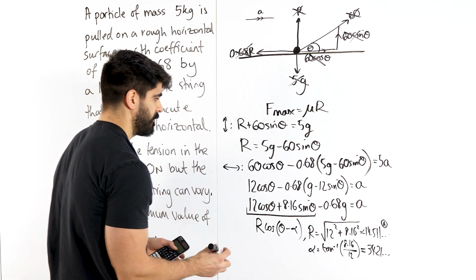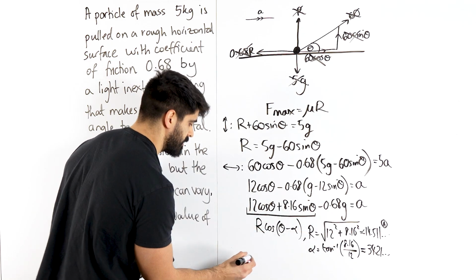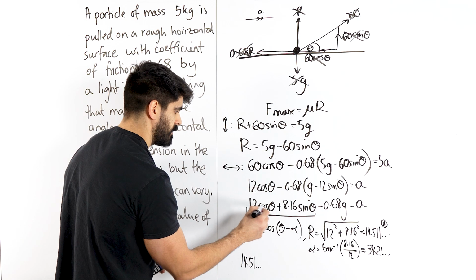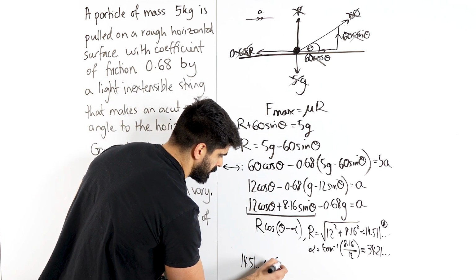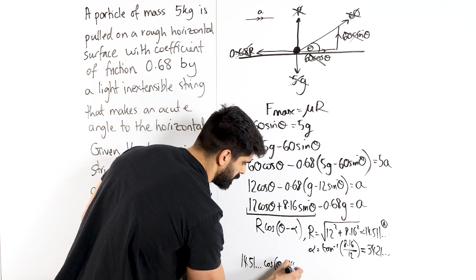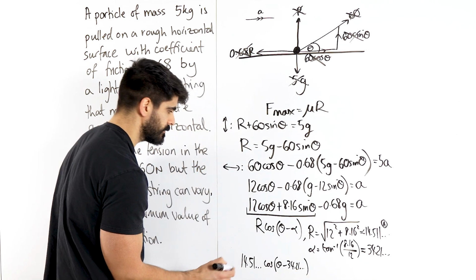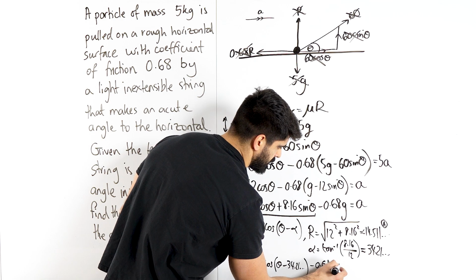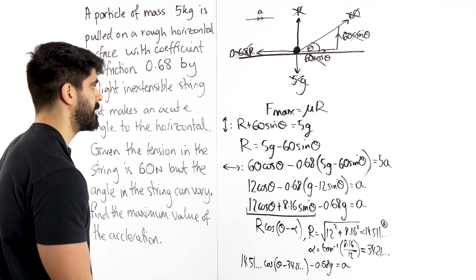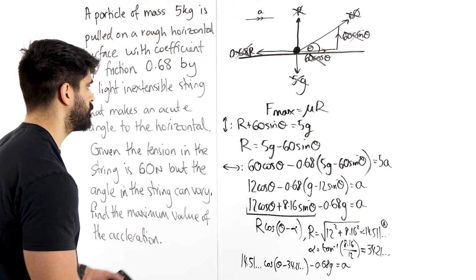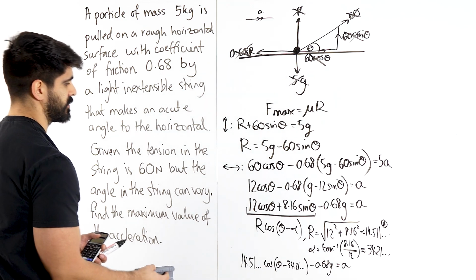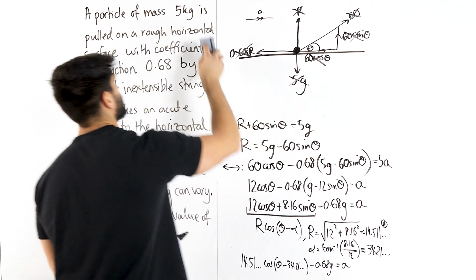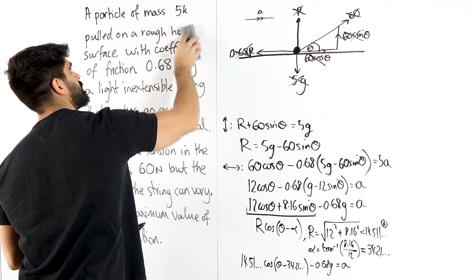So we actually have that this is 14.51 cos of theta minus 34.21 minus 0.68 g is A. Okay? Now if we want the maximum value here, what do we need to do? Should I do it here actually? We don't need this anymore.